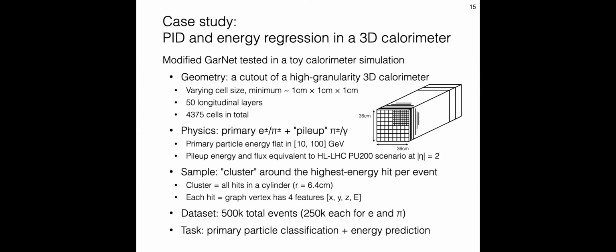Yeah. So that's the sort of clustering that can be done in a level 1 environment. So a very simple one. And then each hit is fed as a graph vertex and only has 4 features: X, Y, Z, and the energy. So we created 250,000 electron events and 250,000 pion events, and the task is to identify the primary particle out of these overlaid pileup, and also do energy prediction at the same time.